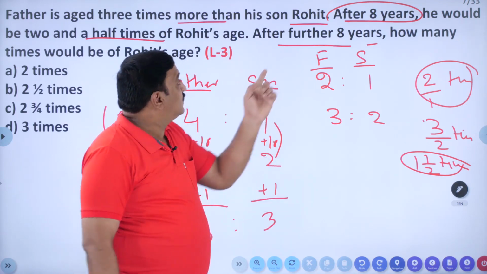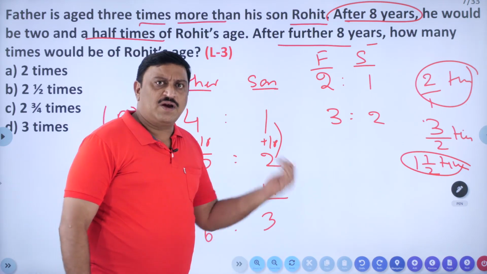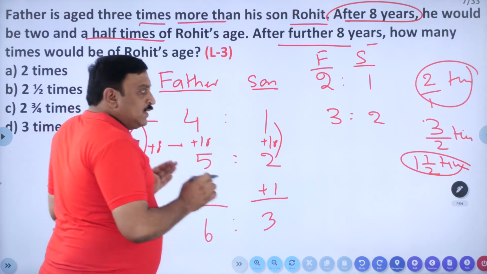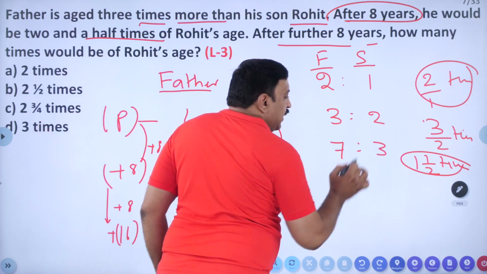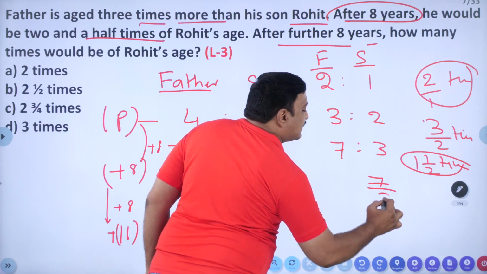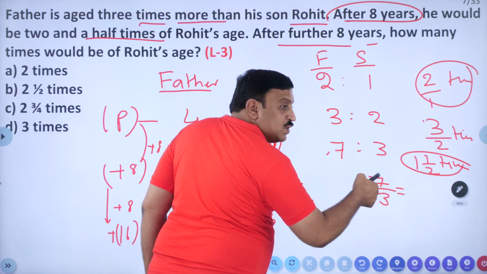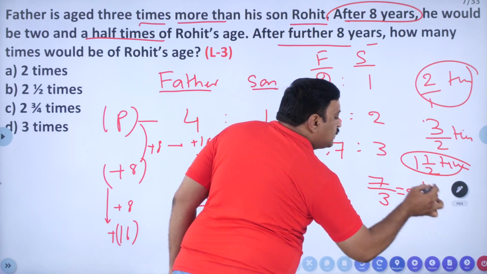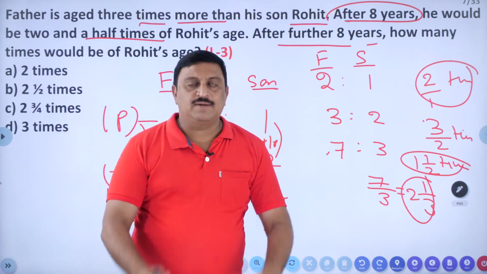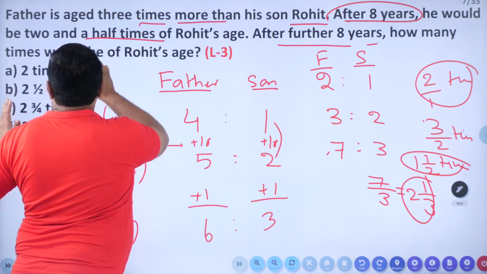Previously, 2.5 times. So we can do 5 by 2, that is 5 is to 2. We got 5 is to 2, how many times? Again, 7 is to 3. We got finally 7 is to 3. How many times? 7 by 3 times. So how many times does it go? 3 2s, so 2 1 by 3 times final. Clear? Okay. So now your answer is 2 times. So that is option A.